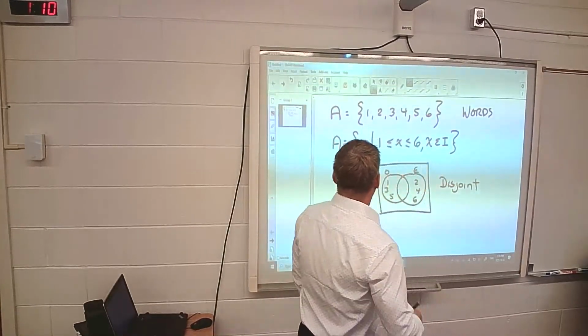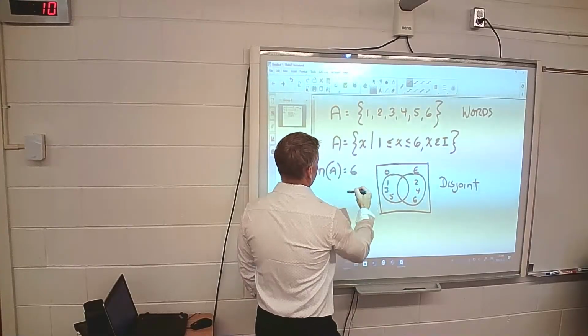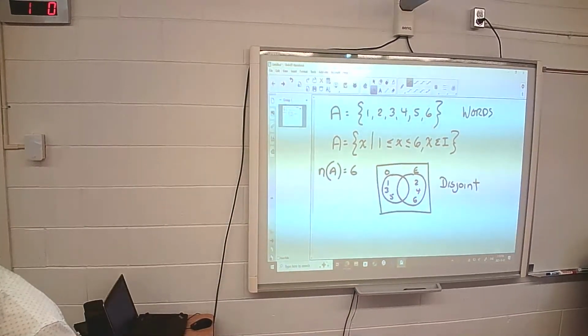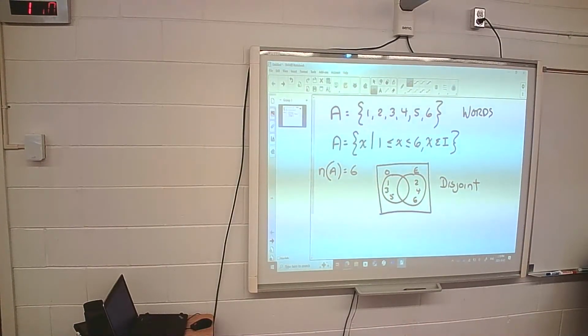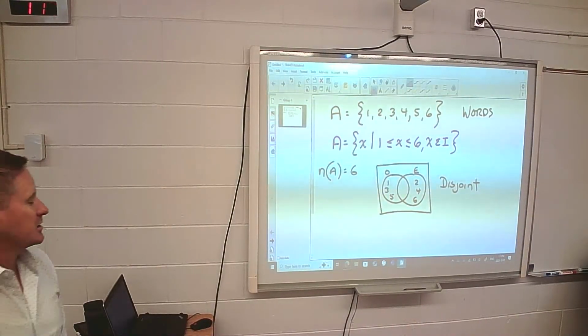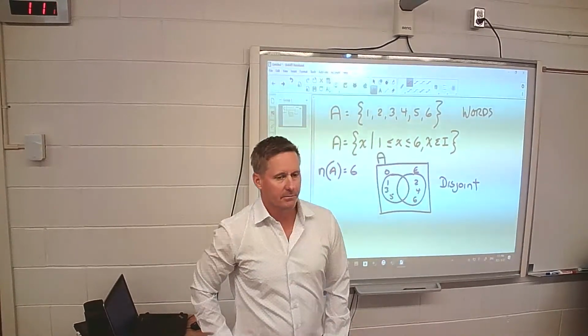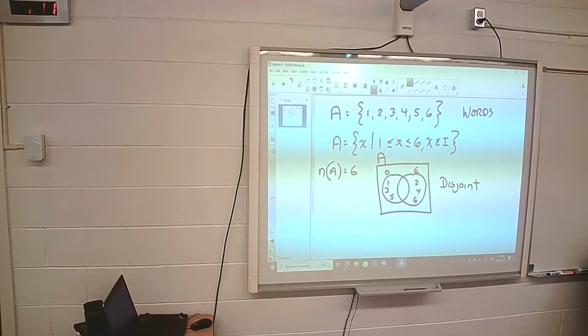If you see this notation, the N of A is equal to 6, that means the number of values in A, so this whole thing would be A. We call that the universe, by the way. If it's inside the square, that's called the universe.